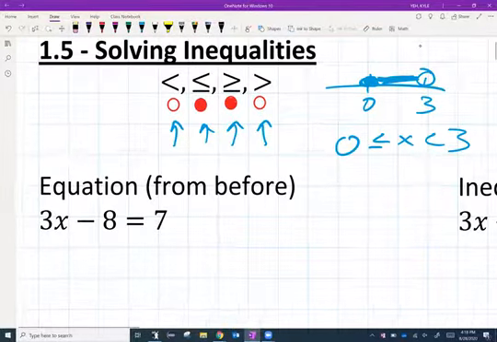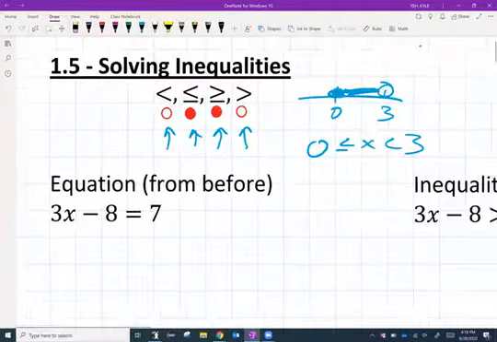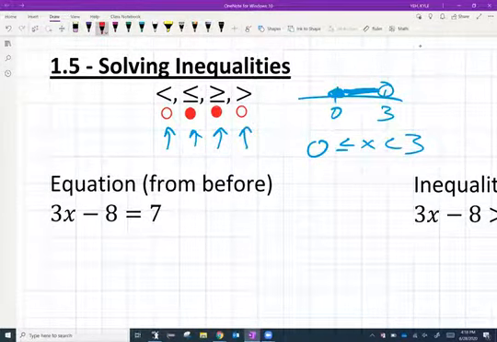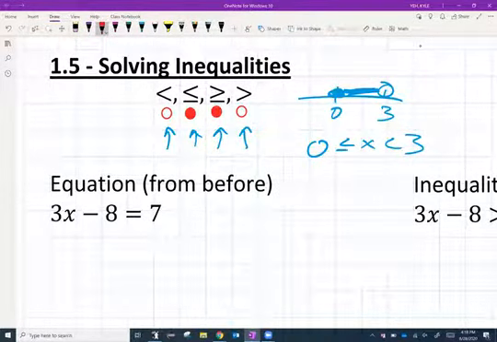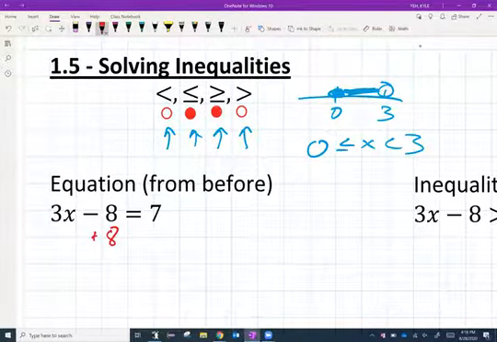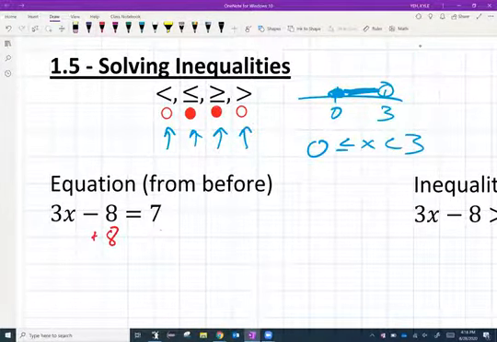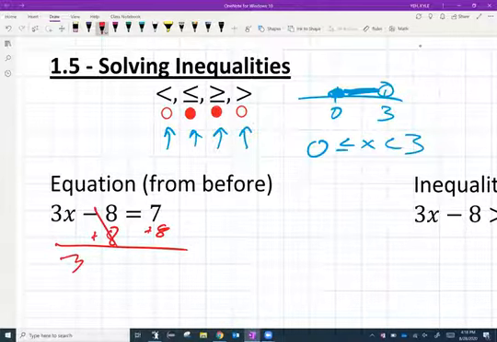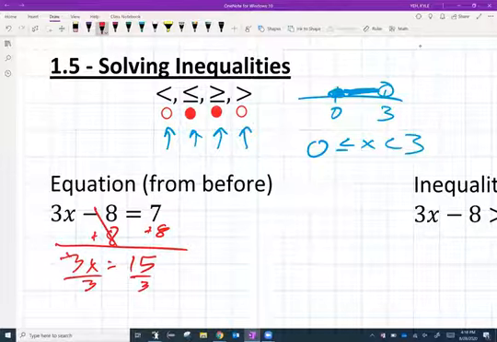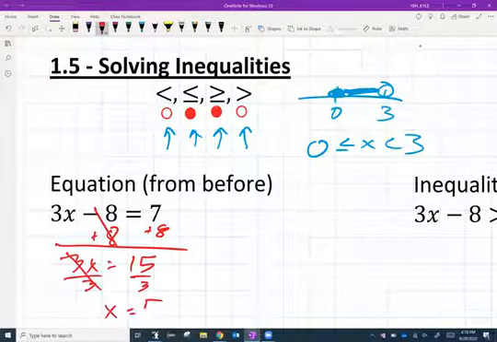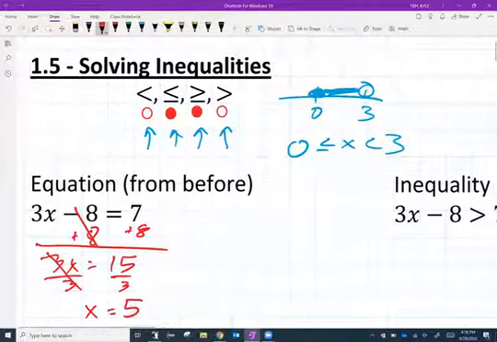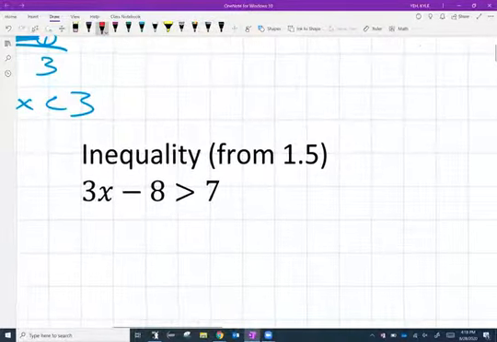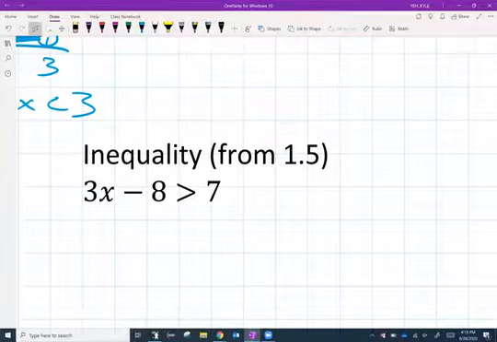So before today, you've solved lots of equations, we've seen them, and so something like 3x minus 8 equals 7. Pretty straightforward. If you followed the last lesson, we're just going to add 8 to both sides. So 3x equals 15, divide by 3 on both sides, and we get that x equals 5. That's how we solve equations generally, right? Now, inequalities from this section are not that different.